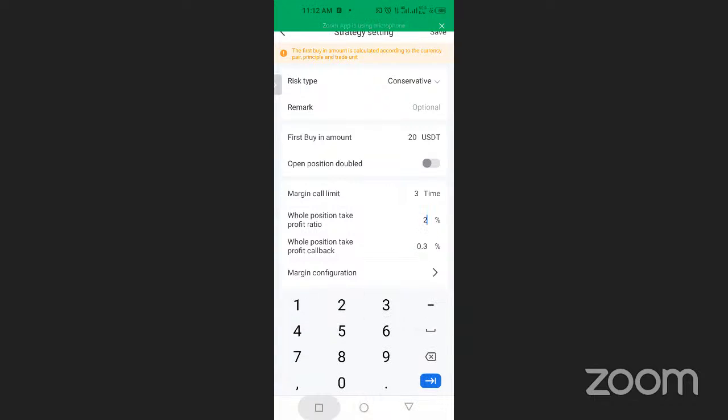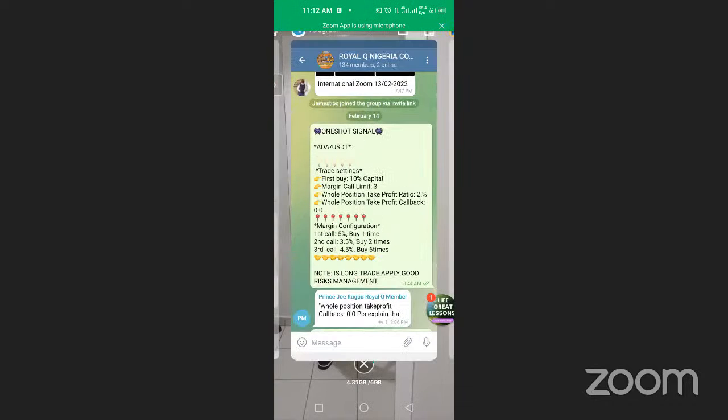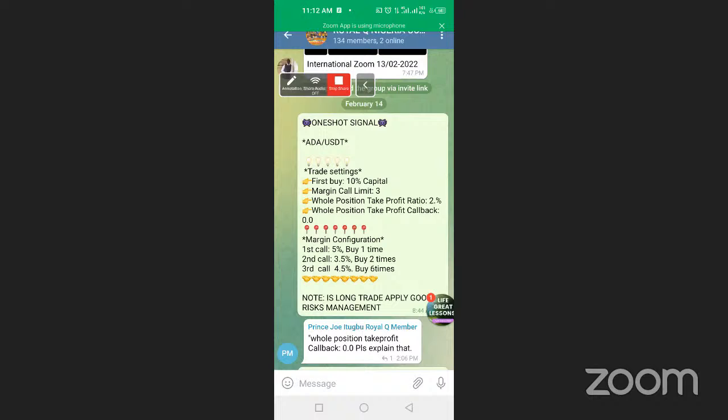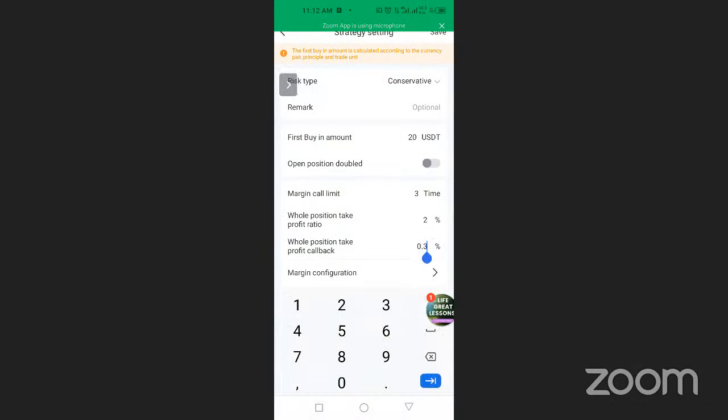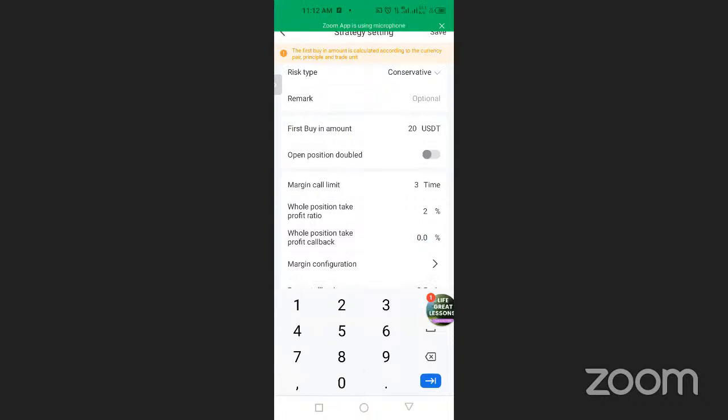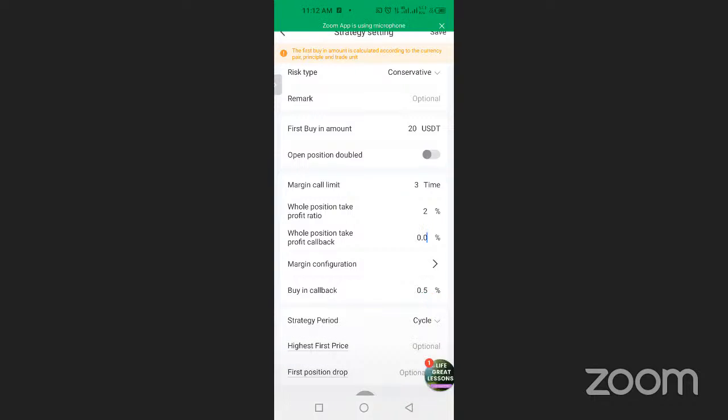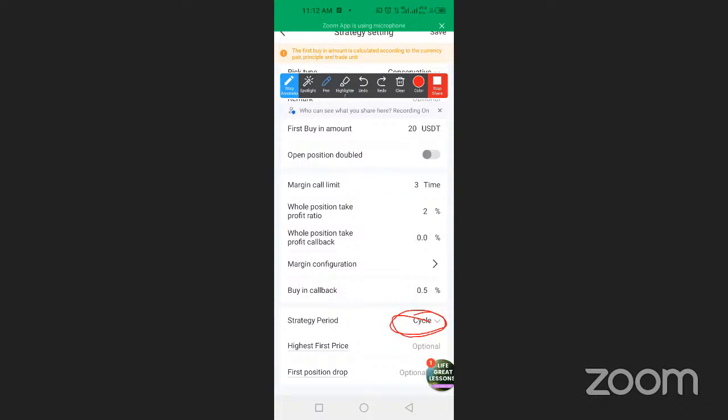The profit callback, you see it here. Profit callback 0.0. So which means whatever you see there is what you type in there. Understand? You just type 0.0. That's all. And then the next thing is: is it a cycle or is it one shot? You change this place to one shot. Okay, so you just click there and then you will change to one shot.